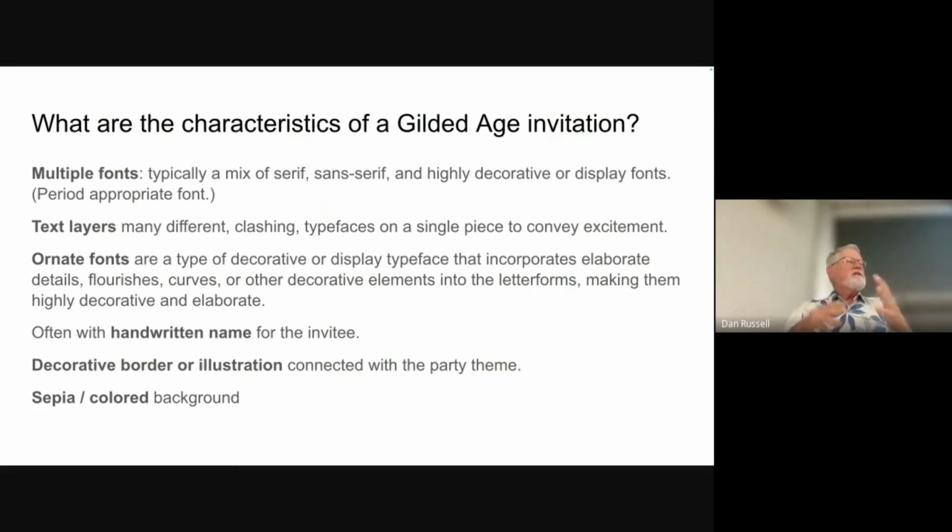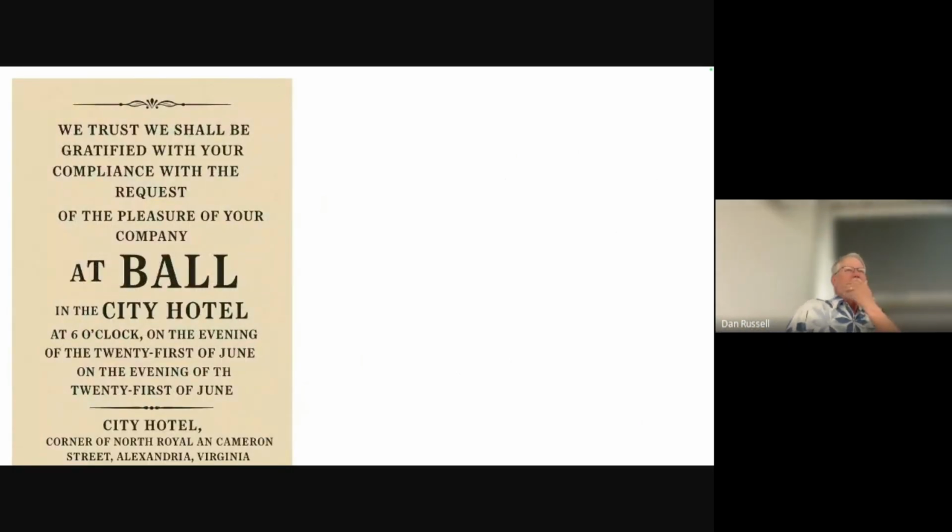I need a mixture of sans serif and serif fonts with highly decorative or display fonts, multiple layers with clashing typefaces, ornate fonts, often with a handwritten name, et cetera, right? So these are all things that I noticed just looking at those. So that's what I would put in my prompt, as opposed to saying, for example, create an invitation that looks like it came from the Gilded Age. See the difference? I'm being specific. You might accuse me of being hyper-specific. Yes, I'm being hyper-specific.